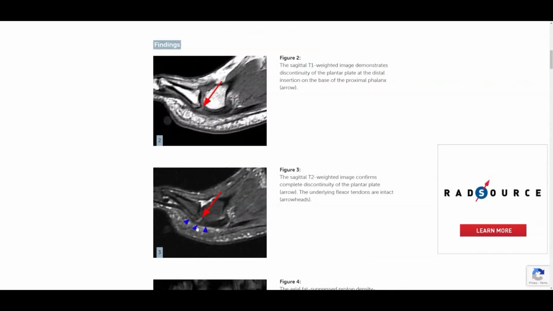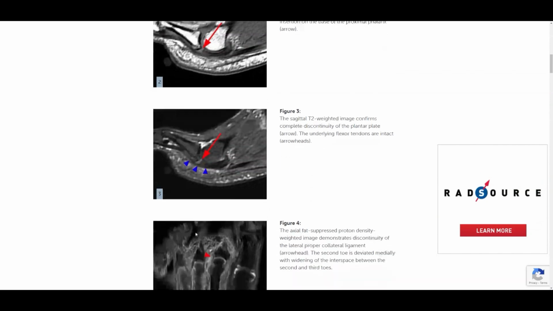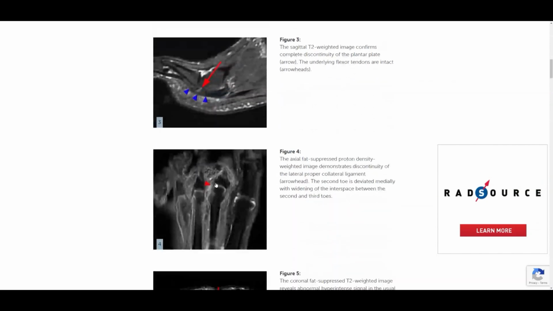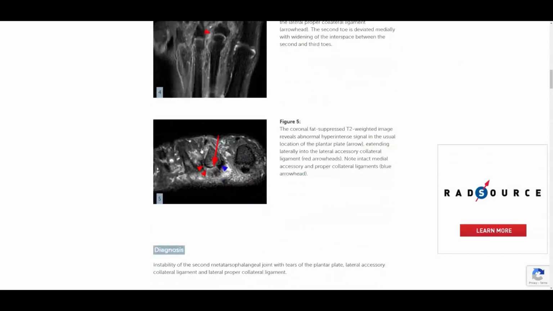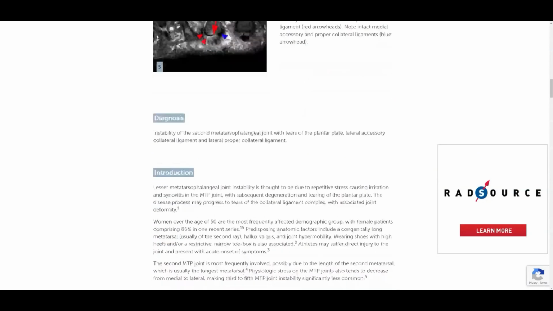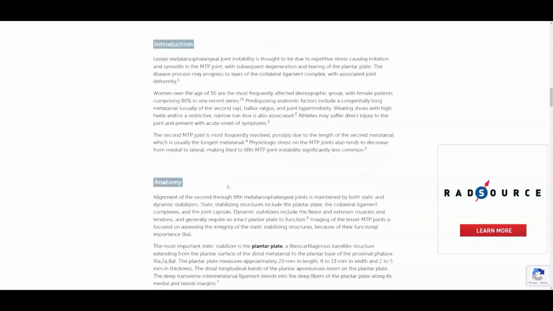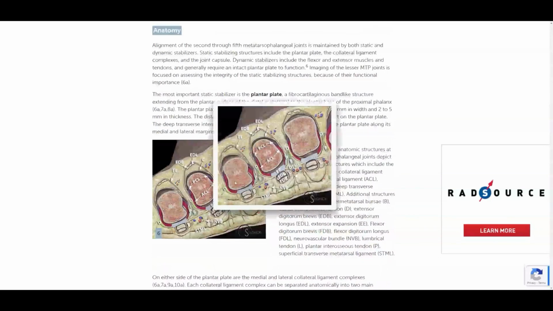We can see direct, complete discontinuity of the plantar plate here. We can see discontinuity of the proper portion of the collateral ligament, and that medial toe deviation, widening, or what's called splaying between the second and third, and they give it that diagnosis. RadSource is wonderful, and I really think the illustration here hits home that anatomy we talked about.